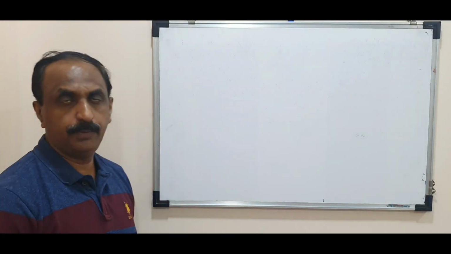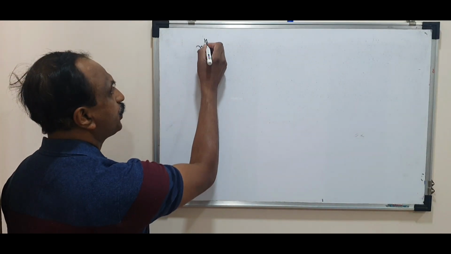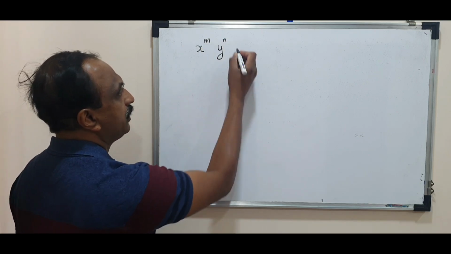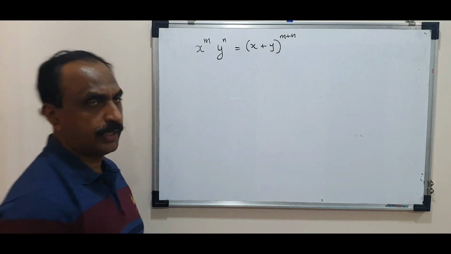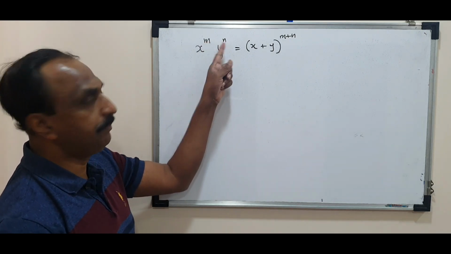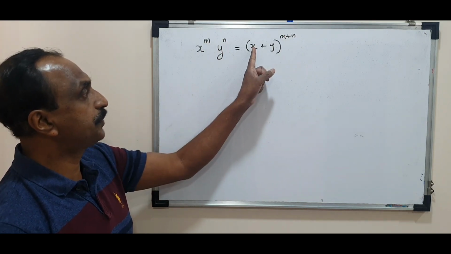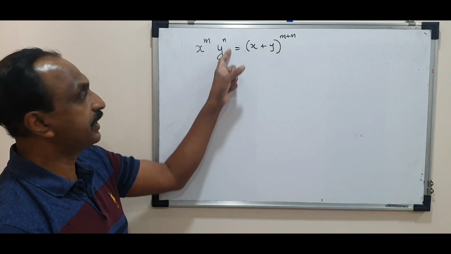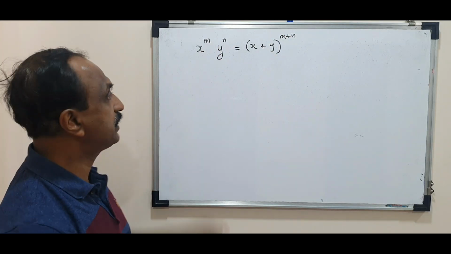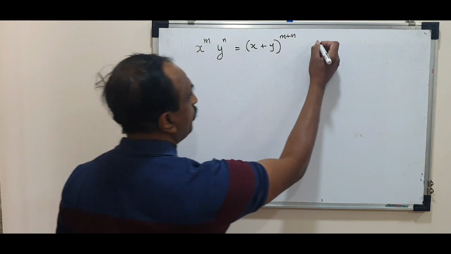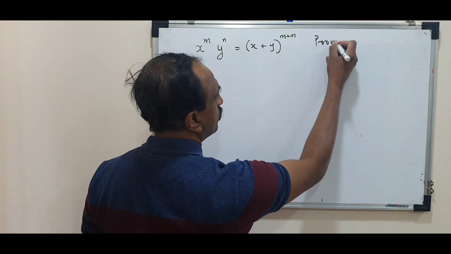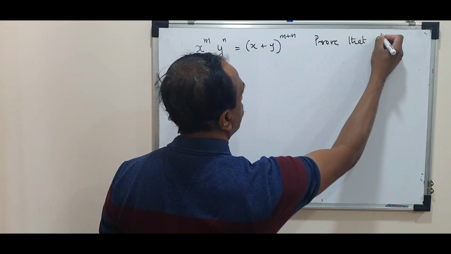That's it. Another problem is x raised to m into y raised to n is x plus y raised to m plus n. You can see here also the degree is the same. X power is m plus n, and this left hand side is also m plus n. So the degree is m plus n. So it's a homogeneous equation of degree m plus n. So naturally, prove that dy by dx is y by x.